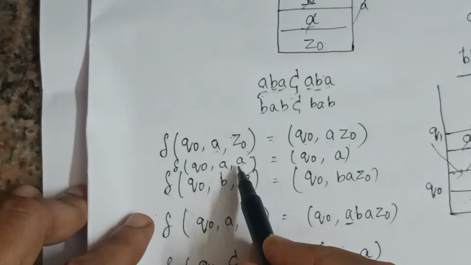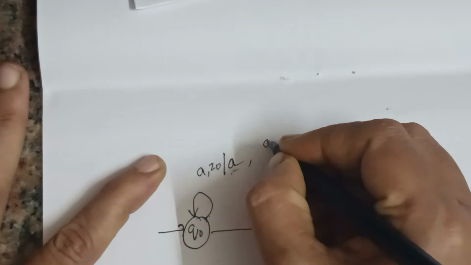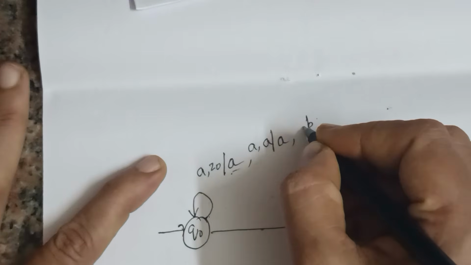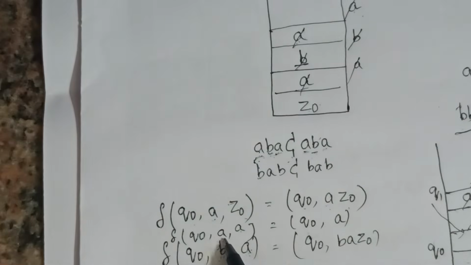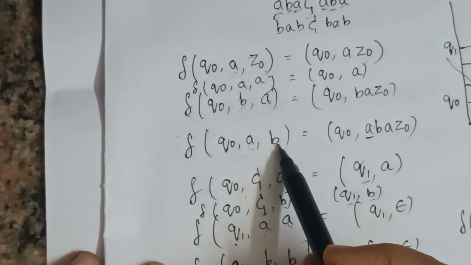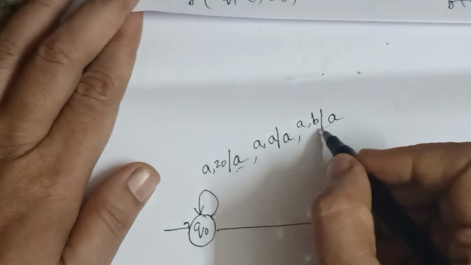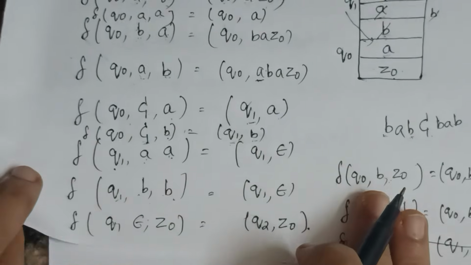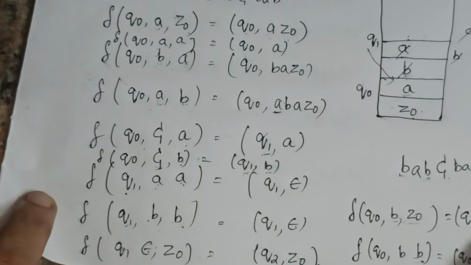Similarly, if I push A's, B's, it will be the same state. So, if A is the top of the stack, if I push A, it will be A. If B is the top of the stack, if I push A, the top of the stack is A. So these are the transition functions, this one and this one. Next, if B is the top of the stack and A is the input symbol, then this is the transition function. Next is B, this one. B is the first symbol to be pushed and then it becomes BZ0.